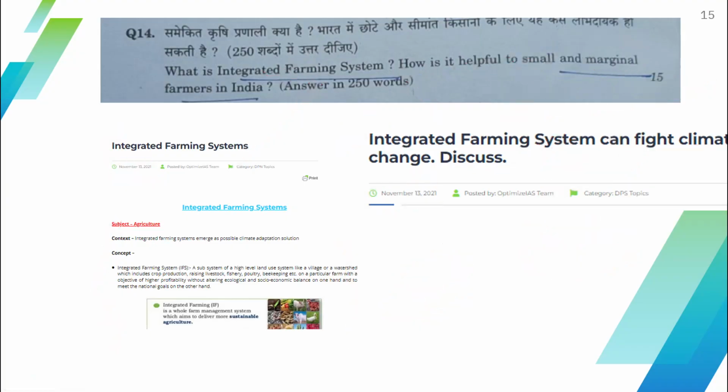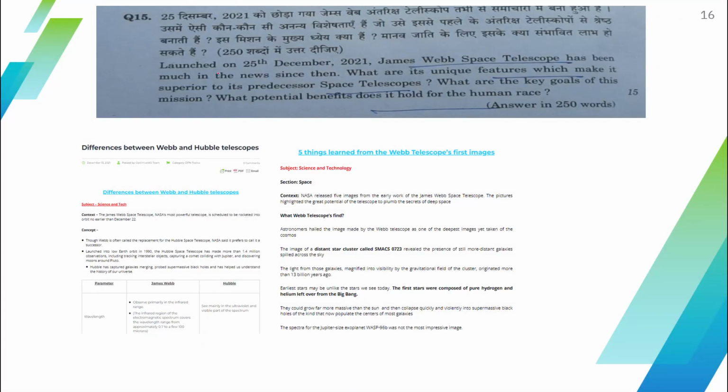Okay, let us go to the next question, guys. Question number 15. Launched on 25th of December 2021, James Webb telescope has been much in news since then. What are the unique features? How is it superior to its predecessor space telescopes? What are the key goals? What are the potential benefits for humankind? You can see here, guys, directly word to word picked from the DPN.